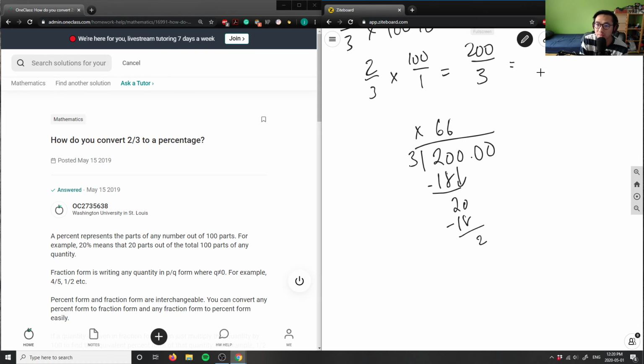Because I all have zeros here, so my 66 is going to go here. And as you can see, I bring down the 0, it's going to be a 6 again. And then this process is going to repeat again, right? So again, it's going to be 66.66, and basically it's going to repeat.